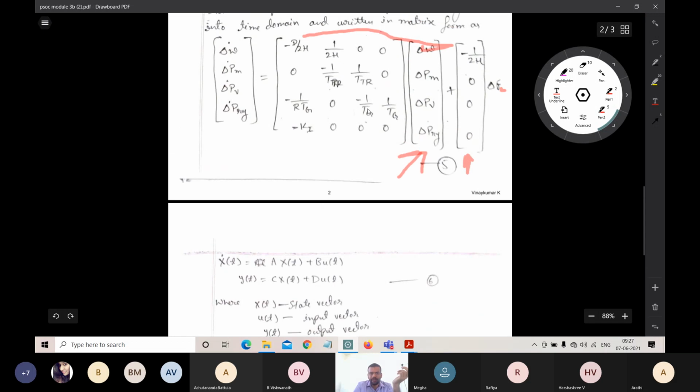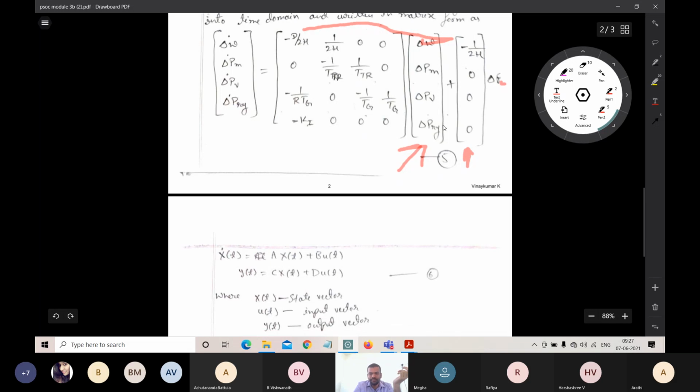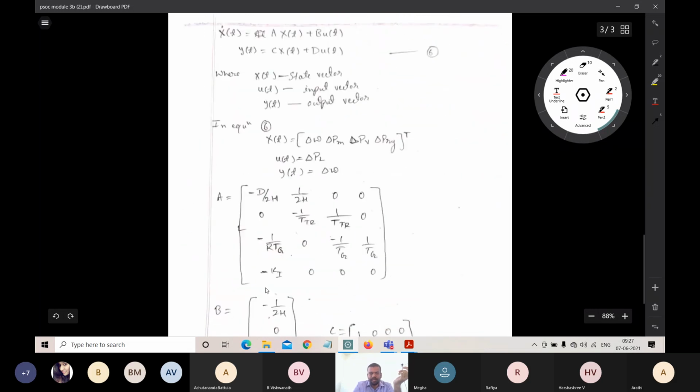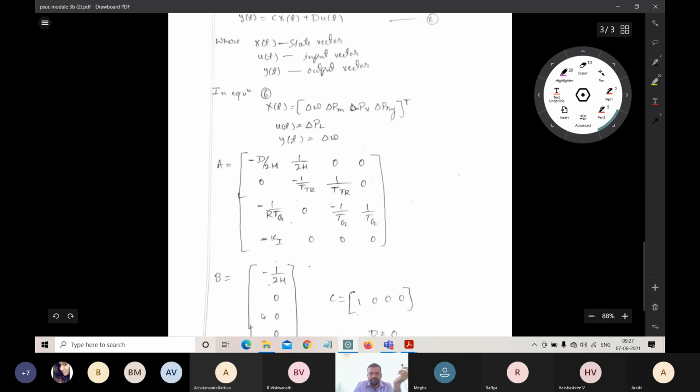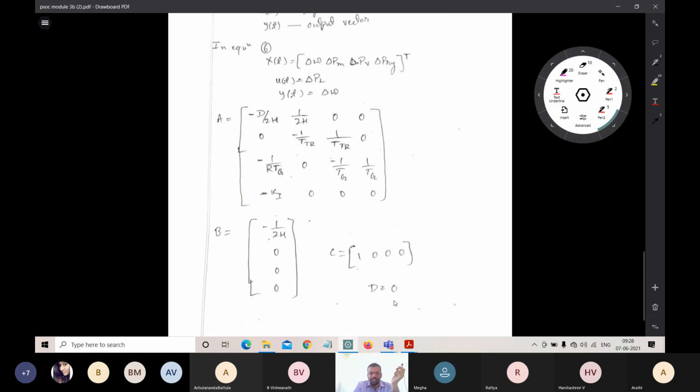This is our state vector. x dot of t is equal to A x of t plus B u of t, and y of t is equal to C x of t plus D u of t. This is A. And what is B? So B is our input vector, 1 by 2H. That is delta PL. So there is no C. C is 1, 0, 0, 0. And D is 0 here.